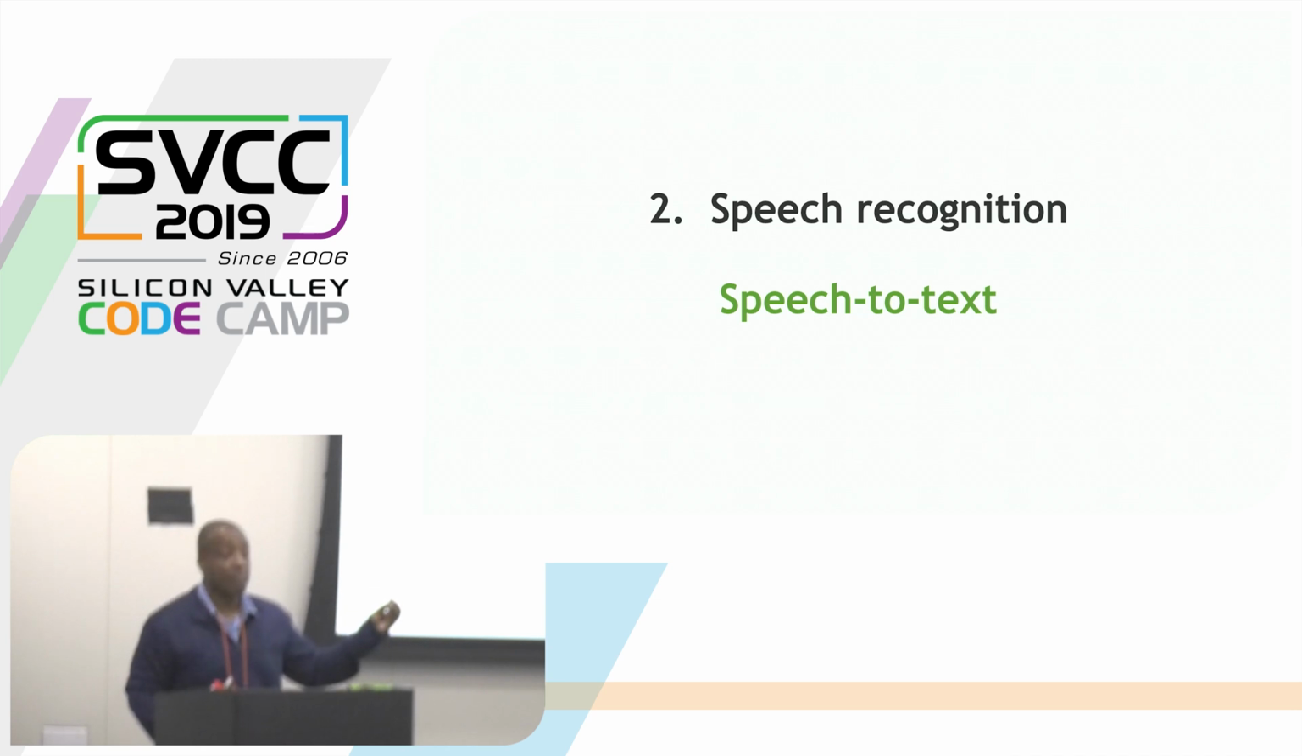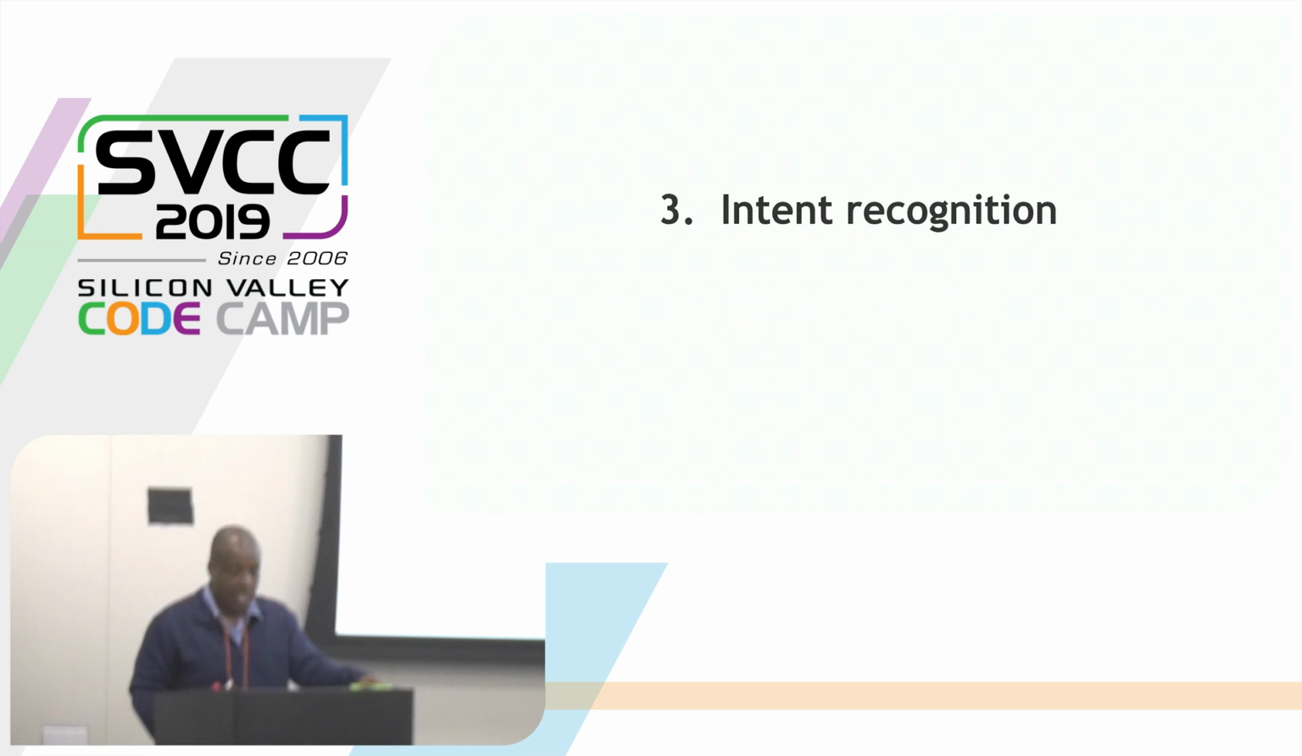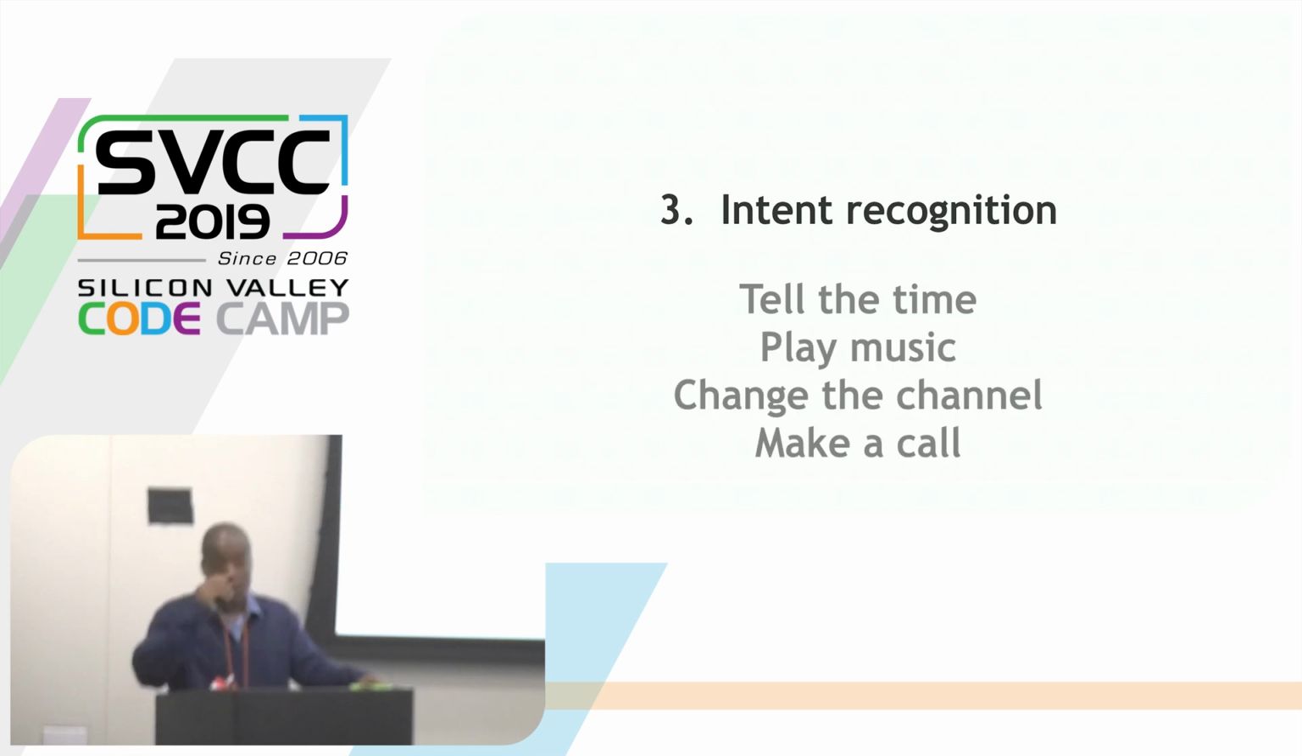Then what it does is convert that speech to text. And then we're back to our natural language processing. And then from there, it has to do intent recognition. Tell the time. Play music. Change the channel. Make a call. Most of these devices may have anywhere from 25 to hundreds of intents, where you can ask it to do something and it knows how to go do that.